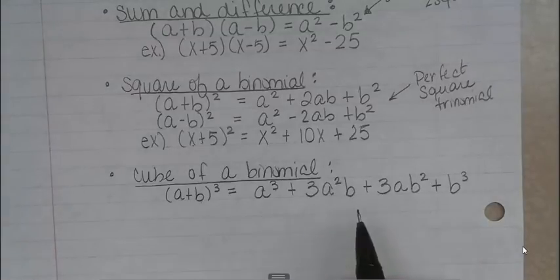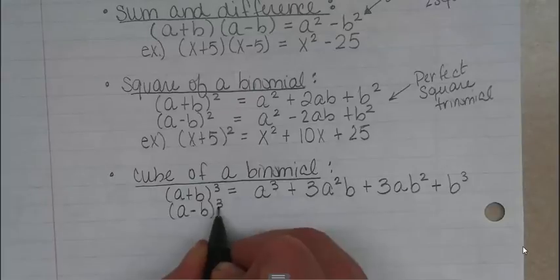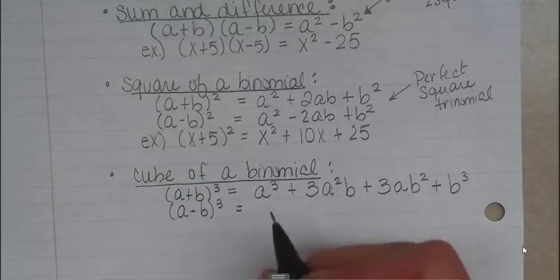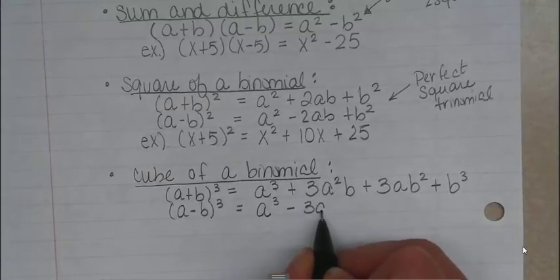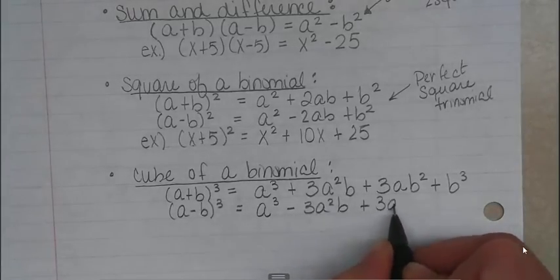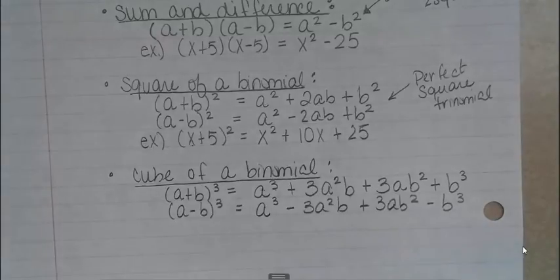Okay, so that's if it's addition. This is if it's subtraction. It's the same exact terms, just the signs alternate. So you'll start with a positive a cubed, a minus 3a squared b, a positive 3a b squared, and a negative b cubed. All right, so let me do an example with you on that.